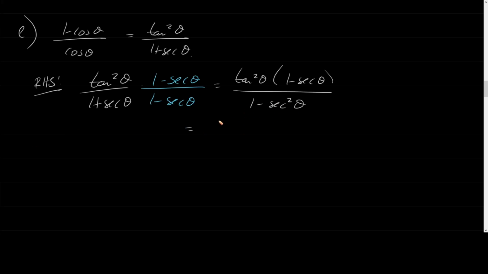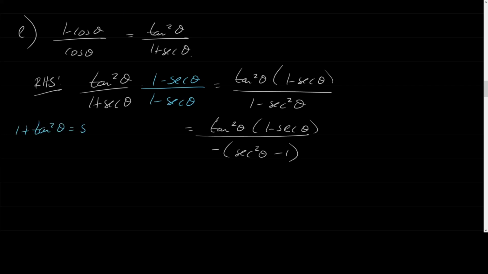And we got tan squared theta on top, 1 minus secant theta. And then this, I'm going to write it as the negative of secant squared theta minus 1. Now, why do I want that? Well, the thing is that I know that 1 plus tan squared theta is equal to secant squared theta, meaning that tan squared theta is equal to secant squared theta minus 1.